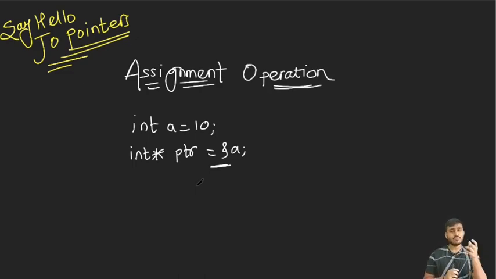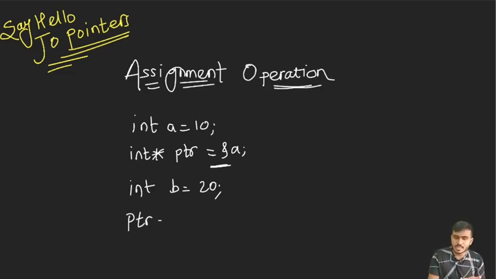Now one question: can we reassign some new value to this pointer variable? Let's assume there is one more variable with the name b, having the value 20. Right now in ptr we have the address of variable a. What I want to do is store the address of variable b in ptr. Can we do that? Yes, we can do that. We can assign a new value to the ptr variable. What will be the syntax? It will be very simple. We have to write ptr is equal to address of b.